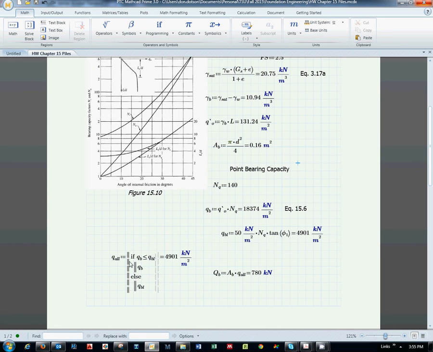So I wrote this little MathCAD program to check to see if QB is less than QBL. If it is, then I can go with QB. If it's not, I have to go with QBL. So it tells us what we already know, that Q allowable is equal to 4901 kilonewtons per meter squared. So the ultimate bearing capacity, A sub B times Q allowable, is 780 kilonewtons.